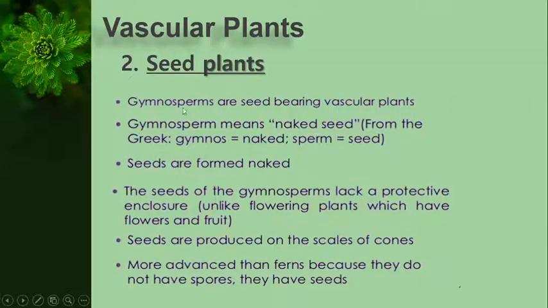Gymnosperms means naked seed. They have seeds, but the seed doesn't have a protective enclosure. So the seed is naked, not surrounded by a protective layer. This is why they are called gymnosperms. Gymno means naked, sperm means seed.